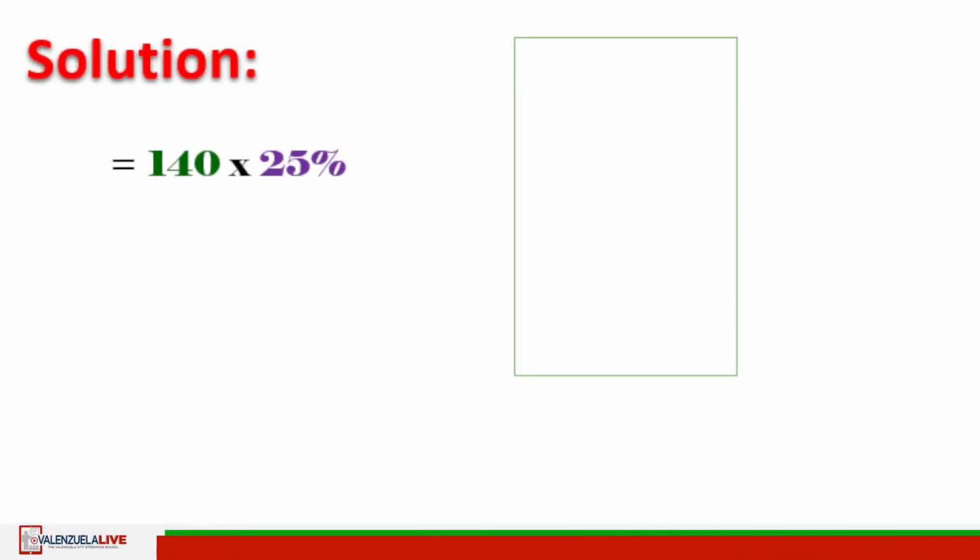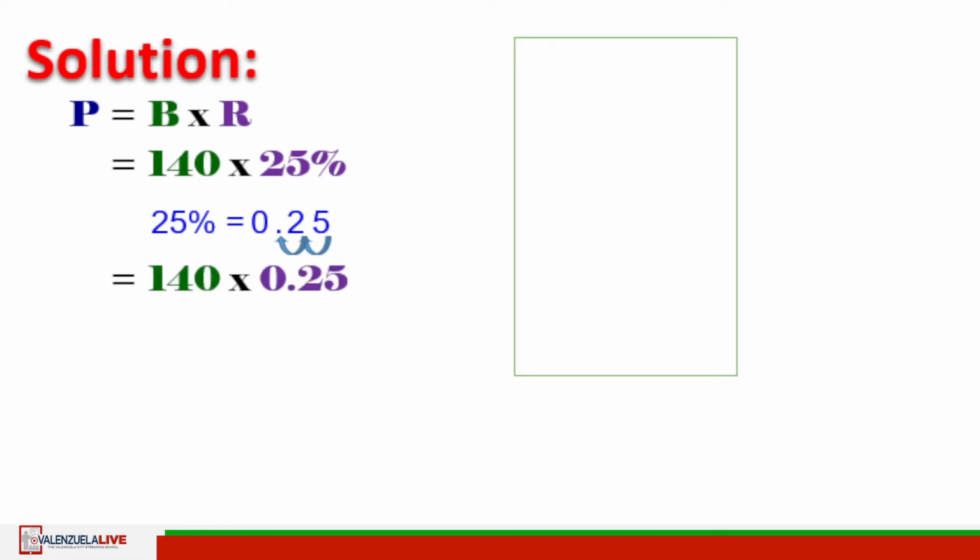We need to change first 25% to a decimal number, which is 25% is equal to 0.25. If we multiply 140 times 0.25, by applying the formula for percentage, we have 140 times 0.25.